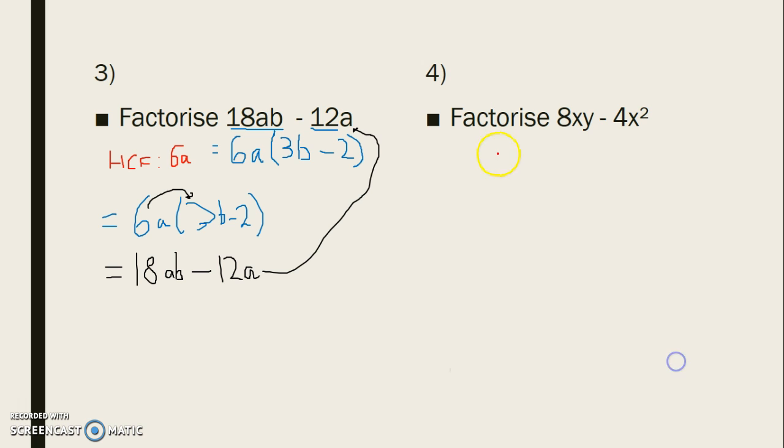Let's move on to the next example. Factorize 8xy minus 4x squared. Highest common factor, HCF, we found out in example 2, is 4x. Using the highest common factor, we can factorize 8xy minus 4x squared. It's going to equal the 4x. Then we're going to open up a pair of brackets, and the number that times 4x, which gets 8xy, is going to be 2y.